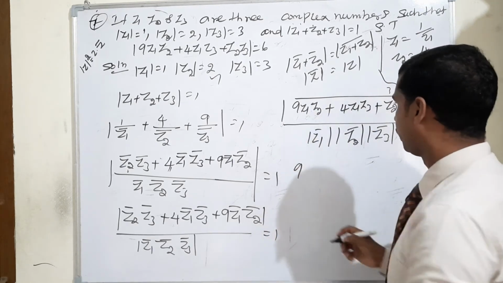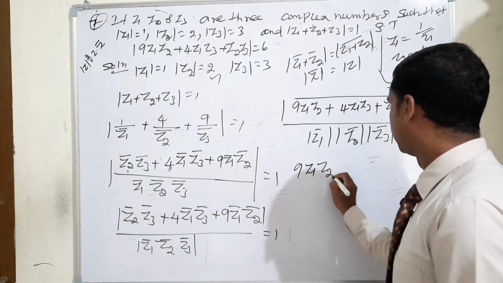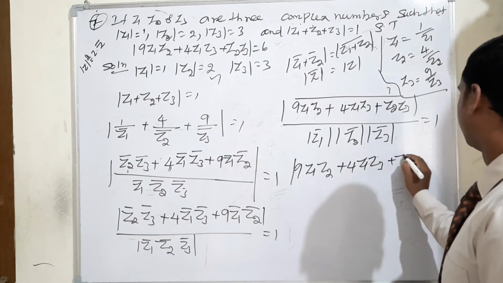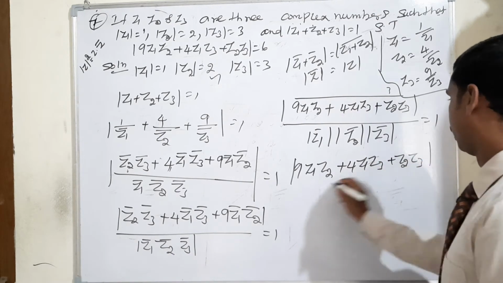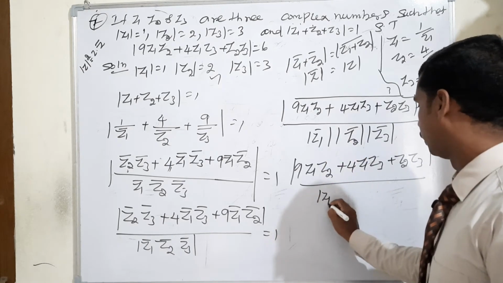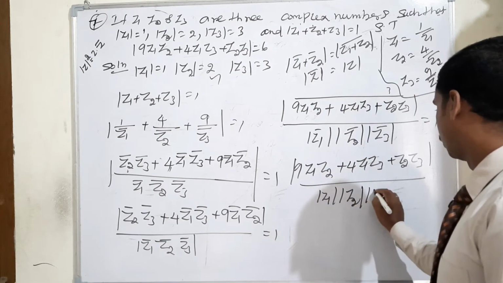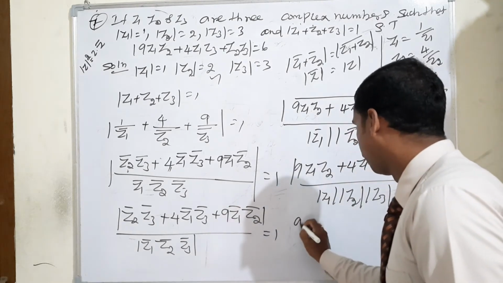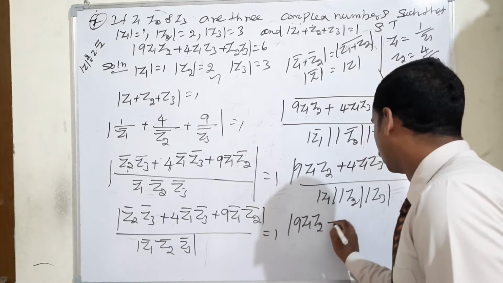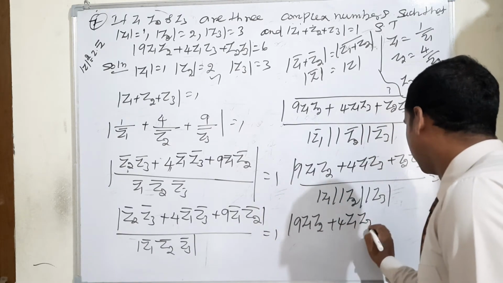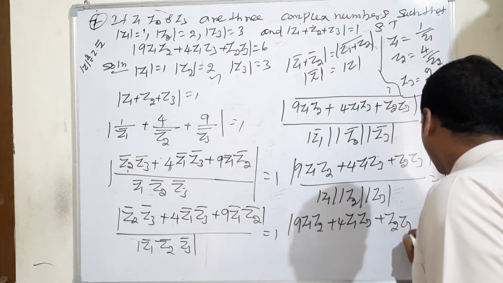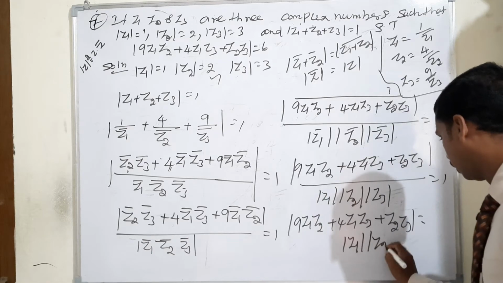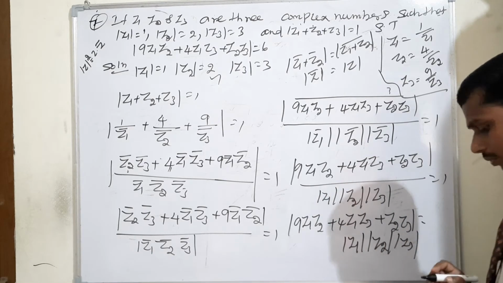So rearrange, how to rearrange actually? 9 Z1 Z2 bar Z2 plus 4 Z1 Z3 plus Z2 Z3 divided by Z1 Z2 Z3 without bar is equal to 1. Again cross multiply, which means 9 Z1 Z2 plus 4 Z1 Z3 plus Z2 Z3 is equal to, cross multiply means the same will be repeated: modulus of Z1, then modulus of Z2, then modulus of Z3.